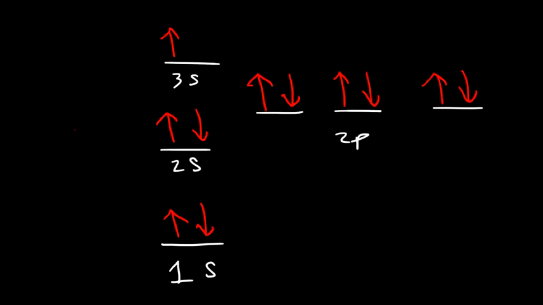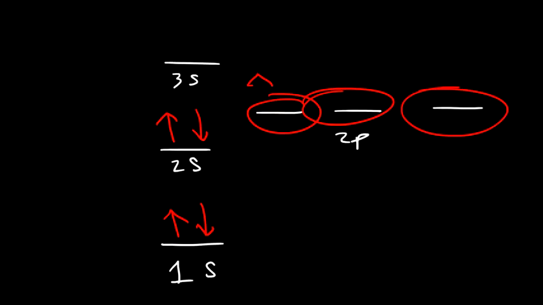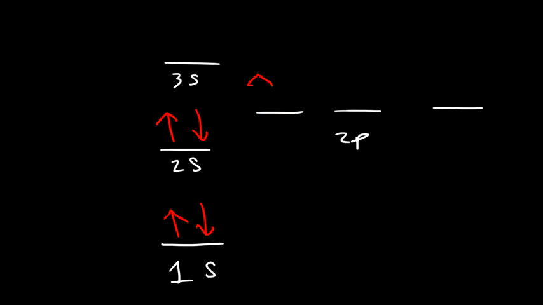So remember, Aufbau's principle states that you want to fill the lower energy levels first before you fill up the higher energy levels. And Hund's rule is you want to fill up orbitals with the same energy level, they're at the same height, one at a time with parallel spins. So after this one, you want to place the next one in a separate orbital facing the same direction.